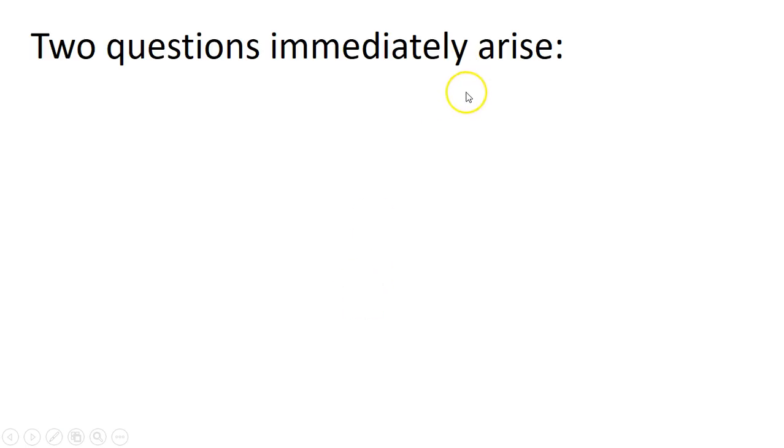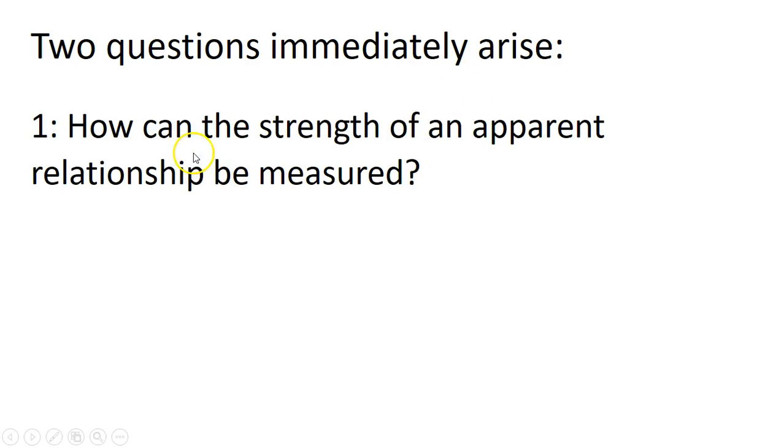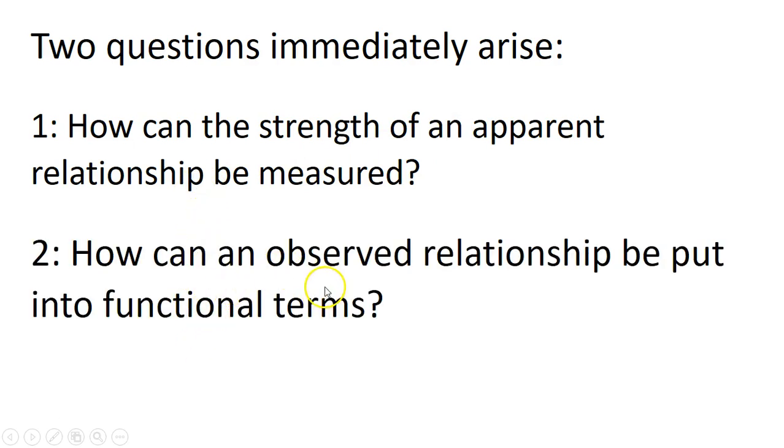Two questions immediately arise with this stuff, though. How can the strength of an apparent relationship be measured? I mean, they could be two totally different units that you're talking about. How am I supposed to compare? How can an observed relationship be put into functional terms, right? As in, even if I can compare them, what am I supposed to do with them, right? That is basically what we're looking at.